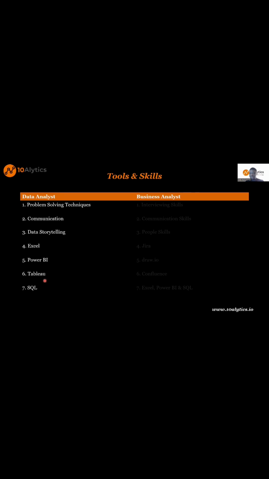Same with Tableau. Tableau also for data analytics and business intelligence. Use Tableau to do a lot of amazing data storytelling, creating stories, and also building reports to communicate the insights you have found from your analysis. And of course, you can't be a data analyst without understanding SQL, structured query language, that enables you to extract data from databases and interact with databases, basically.